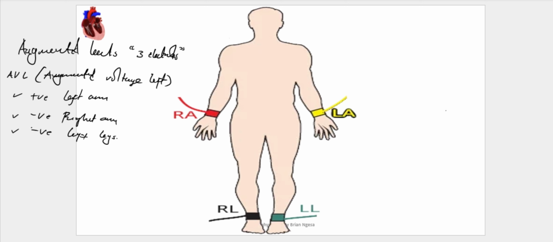So what electrical field will this give us? Remember what we had with the bipolar leads. For example, let me talk of lead 2. With lead 2, we had some negative in this spot, and some positive, so that it seems as though this is our lead 2. So let's see how we'll be able to represent these augmented leads.